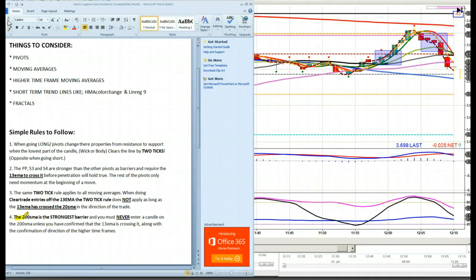So remember, the 200 SMA is the strongest barrier. You must never enter a candle on the 200 SMA unless you've confirmed that the 13 EMA is crossing it. If we locate the 13, we can see it's very far, it's not about to cross. So there's no chance that the price is going to go through that 200 SMA. For us to confirm that we're going to go through the 200 SMA, the 13 would need to be a lot closer to that. And if you look at your 3-minute chart, you can see that it's confirming with the HMA coming down.